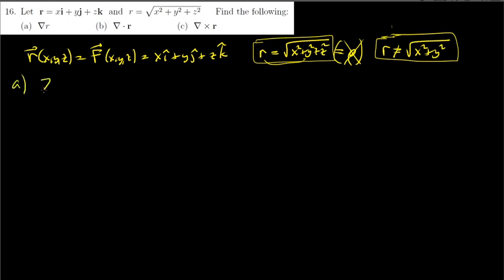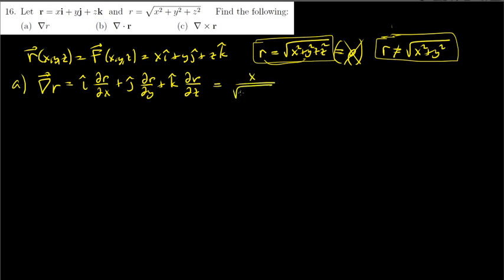So anyways, the first question is, what's the gradient of r? Remember what gradient is. The partial of r with respect to x is the i component, the partial of r with respect to y is the j component, and the partial of r with respect to z is the k component. And in each case, you're just going to get, let's see, I think it's x over the square root of x squared plus y squared plus z squared times i, plus y over the square root of x squared plus y squared plus z squared times j. Likewise for z.